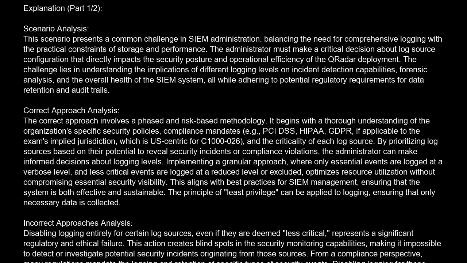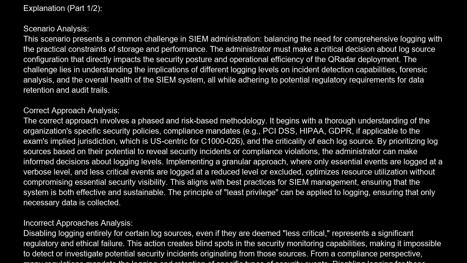The correct answer is A. Implement a granular logging configuration for each log source, prioritizing verbose logging for high-risk and compliance-critical sources, and reduced logging for less critical sources after consulting with security and compliance teams. Explanation. Scenario analysis. This scenario presents a common challenge in SIEM administration, balancing the need for comprehensive logging with the practical constraints of storage and performance.